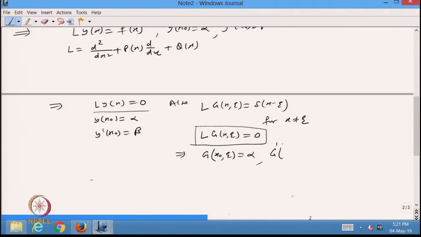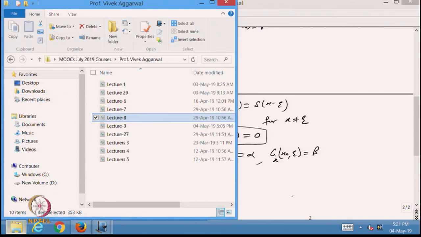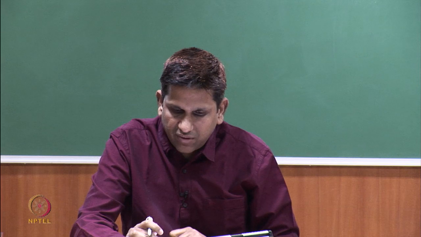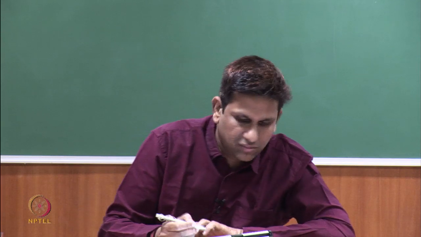G dash means, because g is a function of two variables here. So from here I will say that g_x at x naught, xi is equal to beta. So this is what I can define for my Green function. Now I want to solve this one.